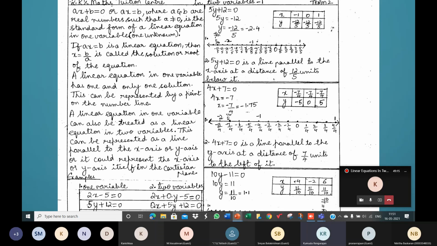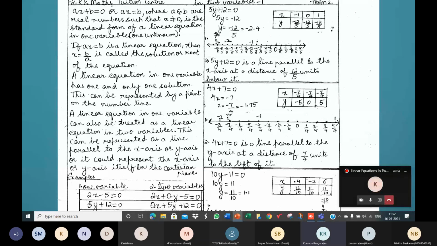So clearly, a linear equation in one variable x has one and only one solution. Only one solution means only one value of x can satisfy the equation. There's only one value for x which can satisfy the equation.